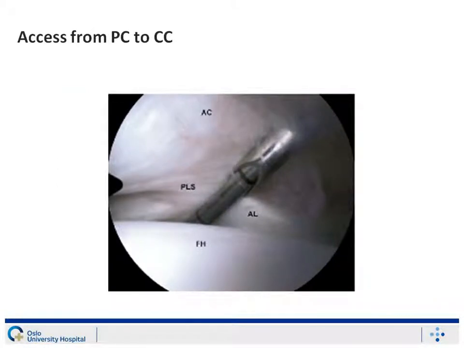And this demonstrates that sometimes it's difficult to access the central compartment to start out. Then it's a very good idea to start out in the peripheral compartment. And then, under direct vision, you can put your wire under the labrum, between the head of the femur and the labrum, and you can gain access to the central compartment without doing any harm to the labrum. So this is a good idea if it's a tight hip.